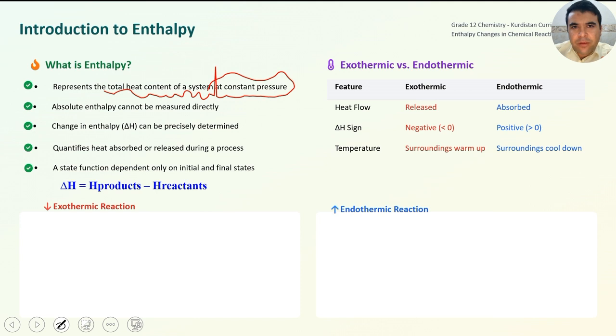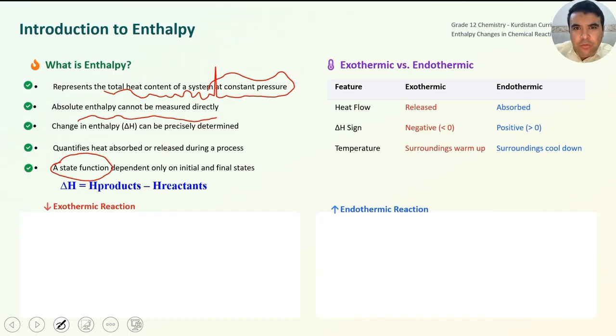In a system, by which we mean the reactions, there can be two types, exo and endo. Later we will be defining those types of reactions, guys. The absolute enthalpy cannot be measured directly. Guys, we are not able to measure enthalpy at a specific point during the path of a reaction. Why? Because enthalpy is a state function. By a state function, we mean it depends on two points, the initial point and the final point.